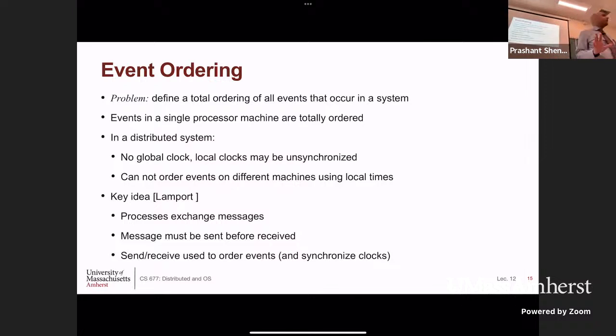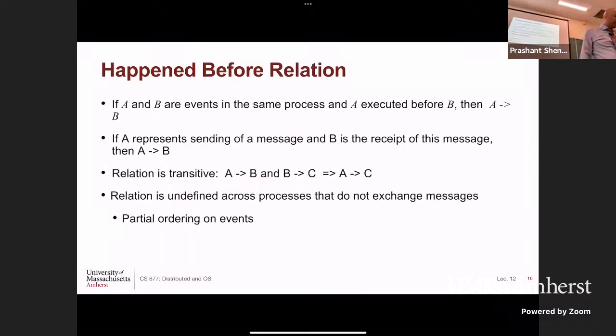Okay? Sounds like a very obvious thing, but we'll use that to derive lots of interesting properties. So before we do that, we are going to define a relationship that actually allows us to derive that property, which we'll call the happened before relation.